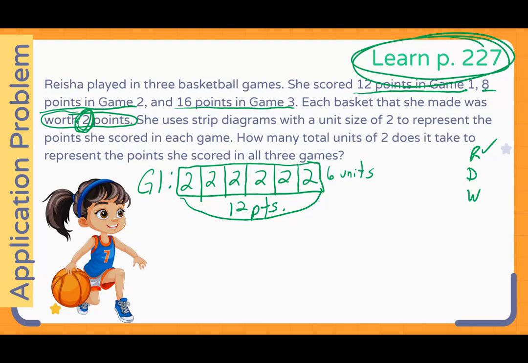Okay. Next, we have to do game 2. Okay. Same thing. We're still counting by 2s. Game 2, she made 8 points. So it's 2, 4, 6, 8. Now, the only reason this works is because they told us how many points she used for each unit size, which is 2. Okay. We know this total is 8 points. And it is 4 units.